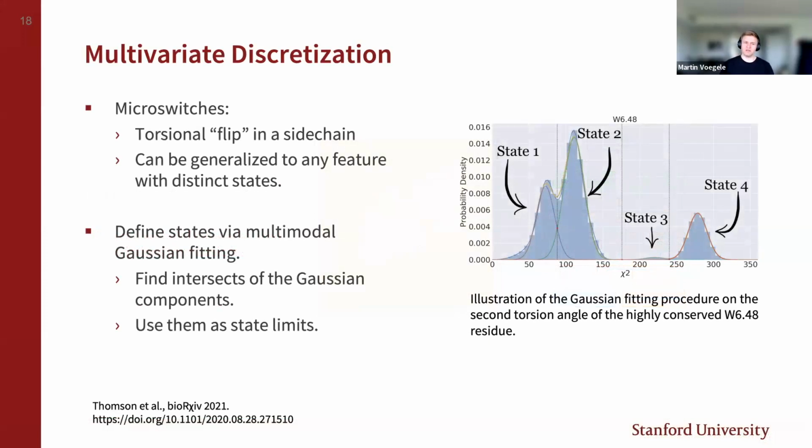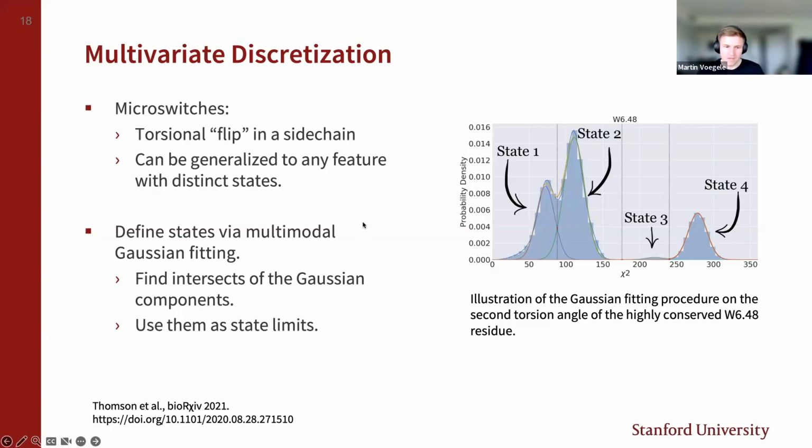The first one is more for the micro switches, like if you have those rotatable bonds in your side chains. They are on a continuous angle distribution, but usually we know we can describe them in several different states. They are not just rotating; most times they flip, they can make bigger flips, and we're usually more interested in those bigger flips than in the small rotation. So we can discretize this space, and for that, we use multimodal Gaussian fitting.